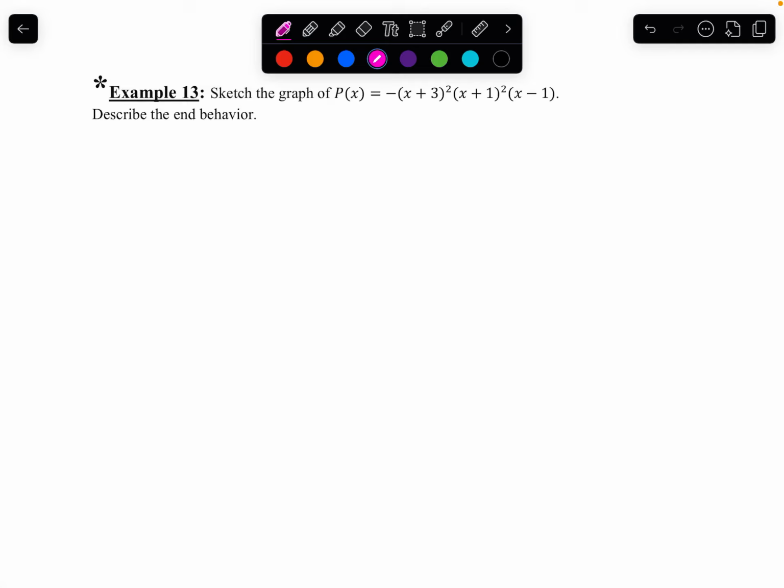All right, here we are. We're going to sketch the graph of p of x equals negative x plus 3 quantity squared times x plus 1 quantity squared times x minus 1. And we're going to describe the end behavior with the arrow notation.